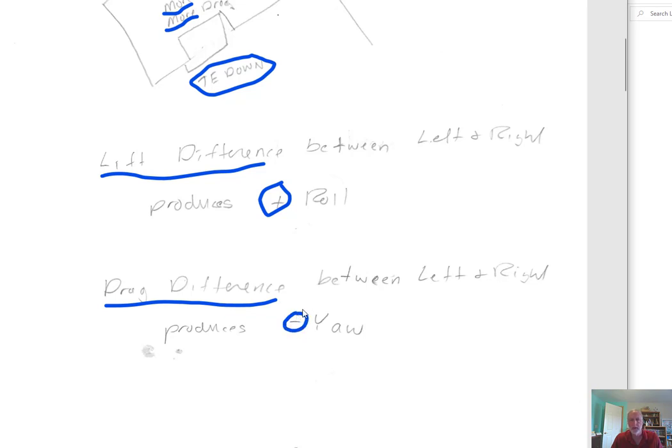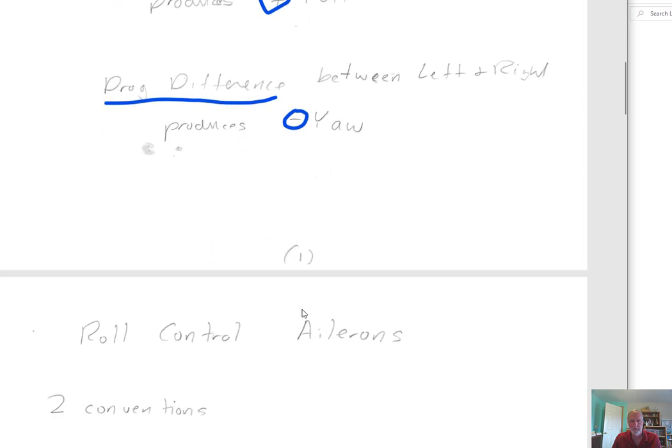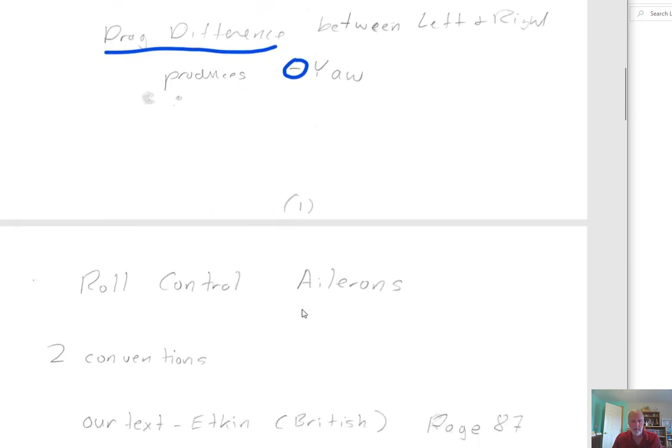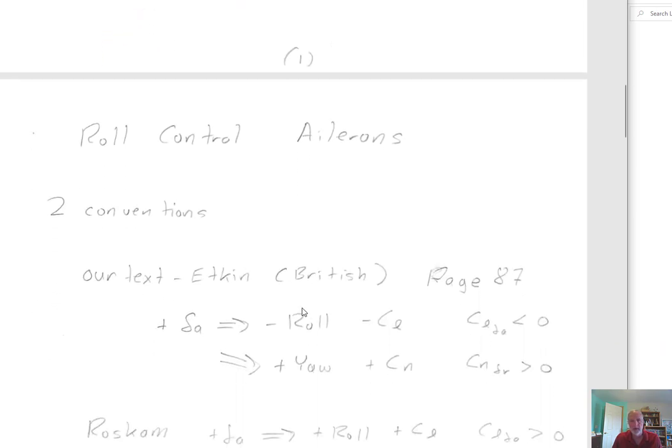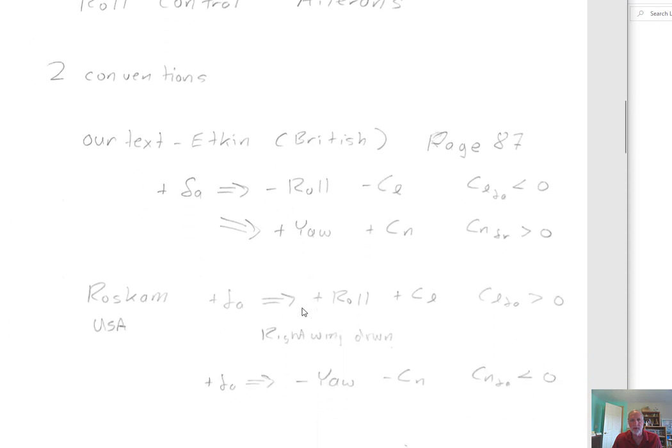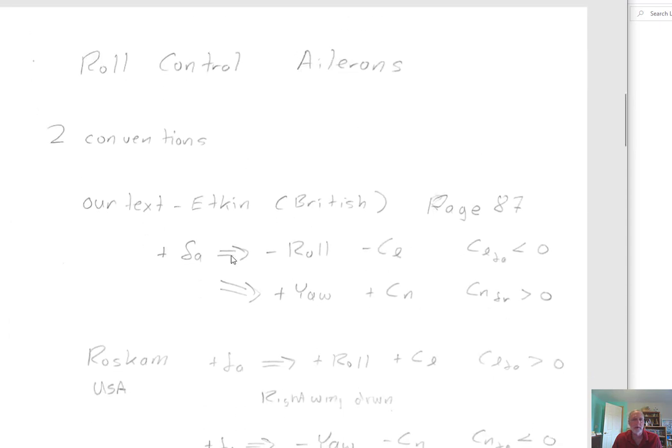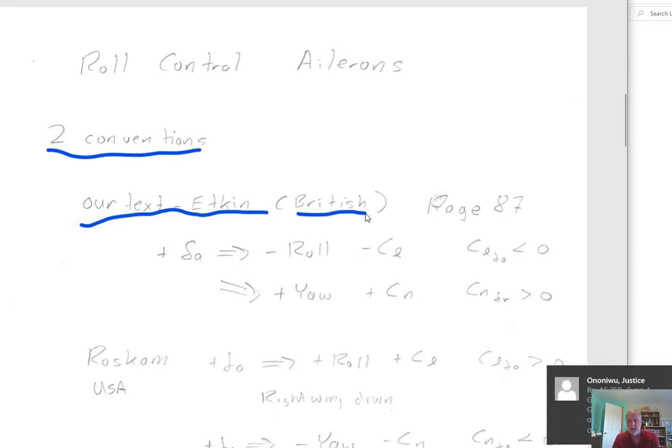All right, so let's dig into that a little deeper. That is the Roskam USA convention. So on the next sheet, I'm going to show you both conventions. Our textbook does it exactly the opposite. This is the Oetken Convention. Don't know if it's British, but we'll just call it that because they drive on a different side of the road than we do in the U.S.